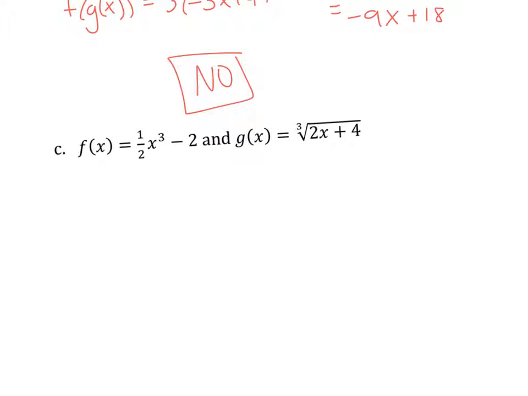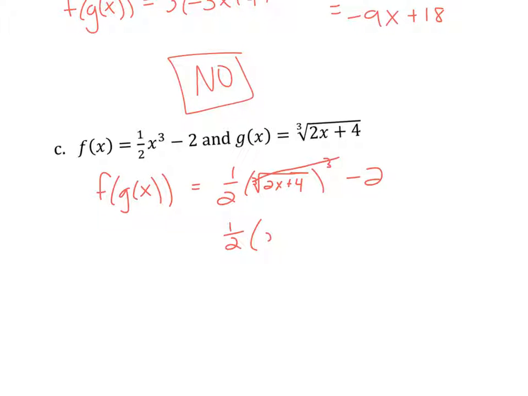Let's check C. So f of g of x, I'm going to rewrite function f. Putting in a set of parentheses, I'm going to fill those parentheses with g of x. So the first thing I notice is that my exponent, 3, cancels out that cube root. So I'm left with 1/2 times 2x plus 4 minus 2. I'm going to distribute that 1/2, which is the same as dividing by 2. So 1/2 times 2 is 1, and 4 times 1/2 is 2. And then I add my like terms, 2 and negative 2, and I'm left with just 1x.